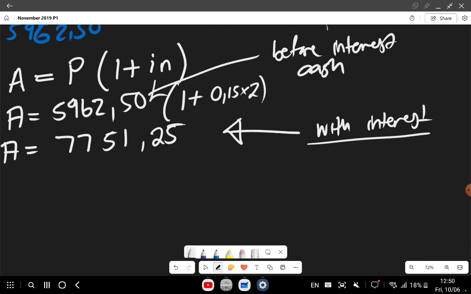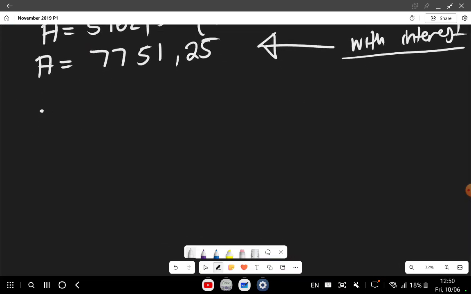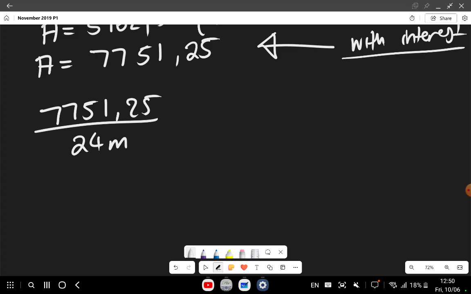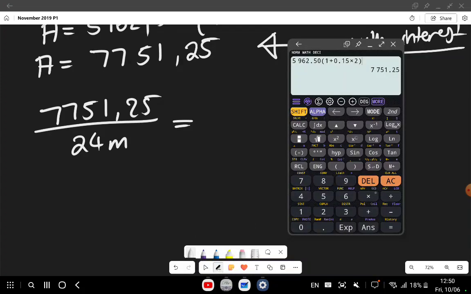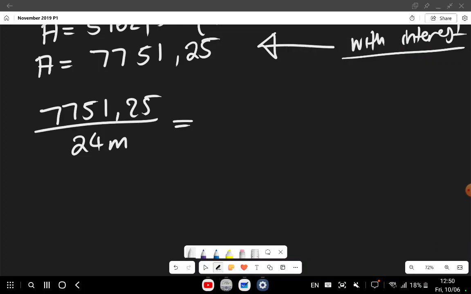So now that we know how much he pays with interest, we are going to say 7,751.25 divided by 24 months. And that gives us 322.97 per month.